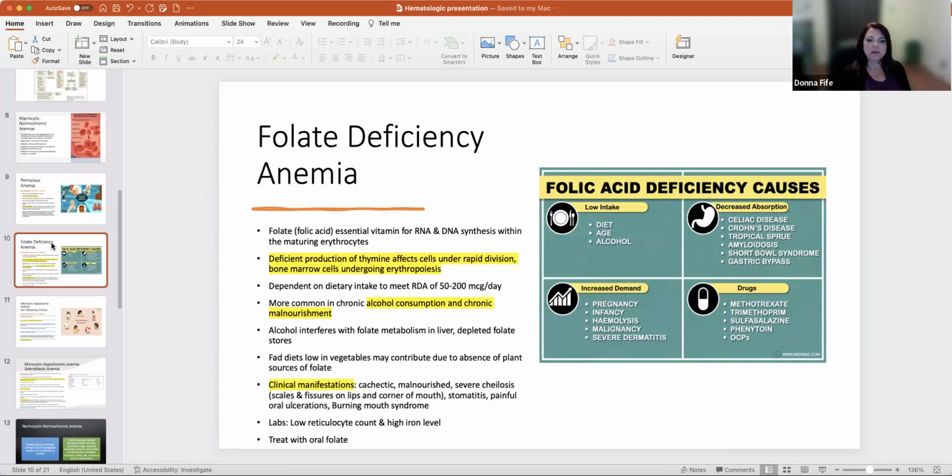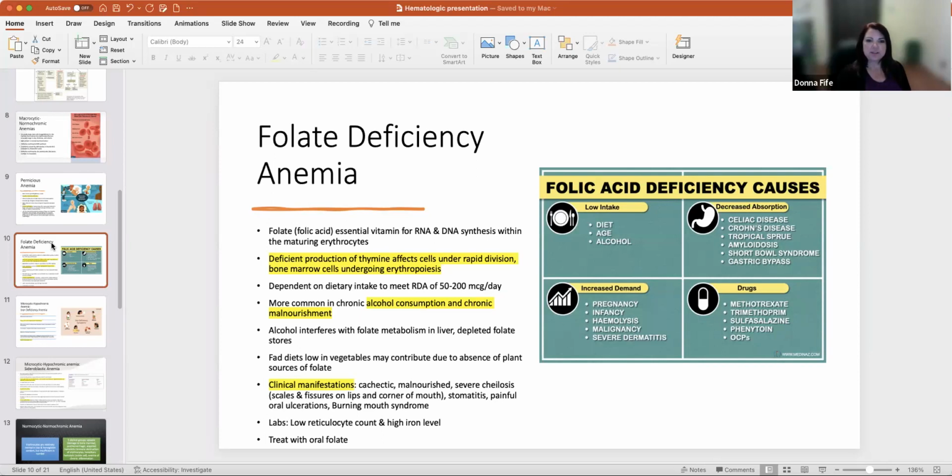This type of anemia is more common with chronic alcohol consumption or malnourishment. Alcohol interferes with folate metabolism in the liver and leads to depleted folate stores. Fad diets that are low in vegetables may also contribute due to the absence of plant sources of folate.